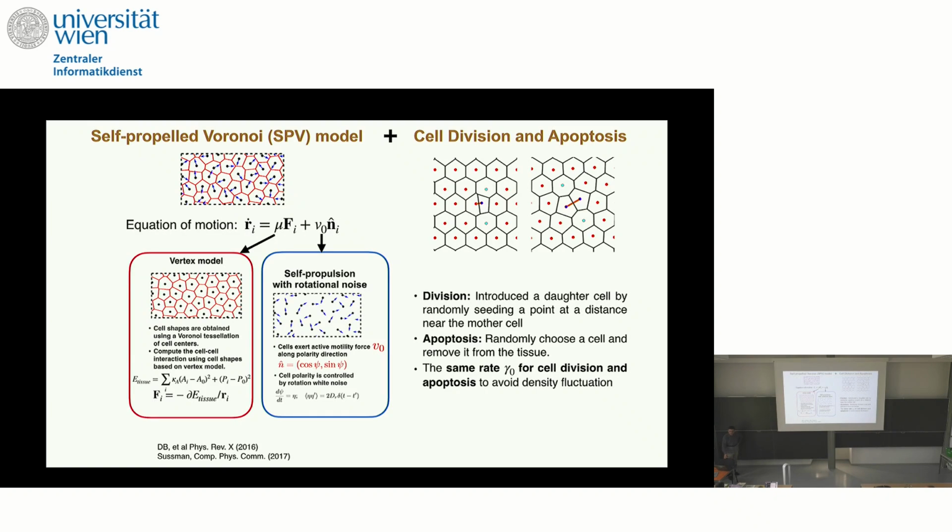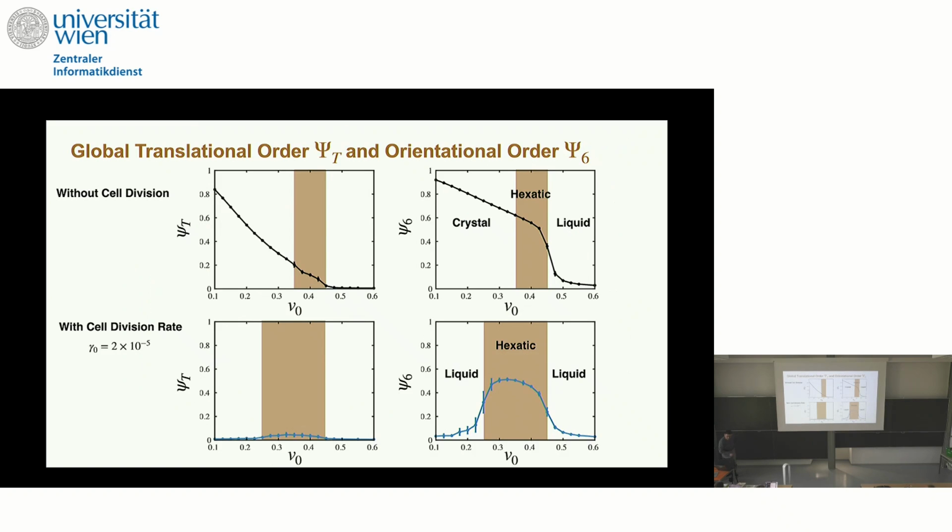Okay, so quickly, the model had, we put in division as well as cell death. So, the simple parameter that we control is the rate of cell division. And I'll just show you the results directly. So here is a, without cell division, okay?